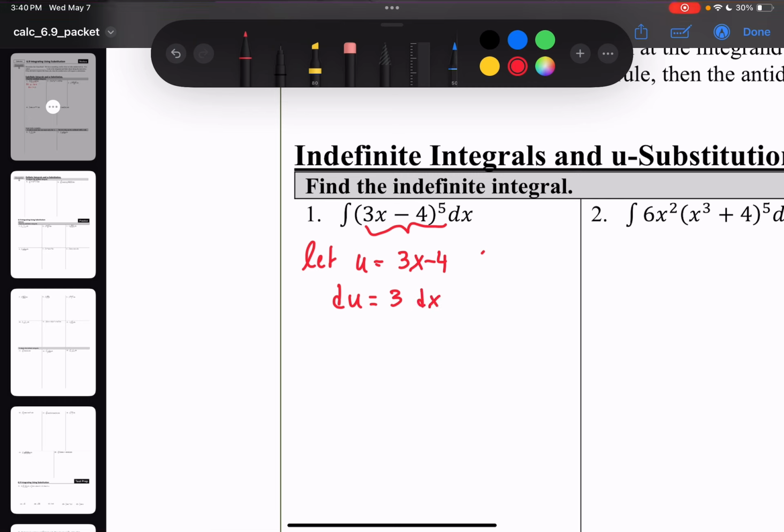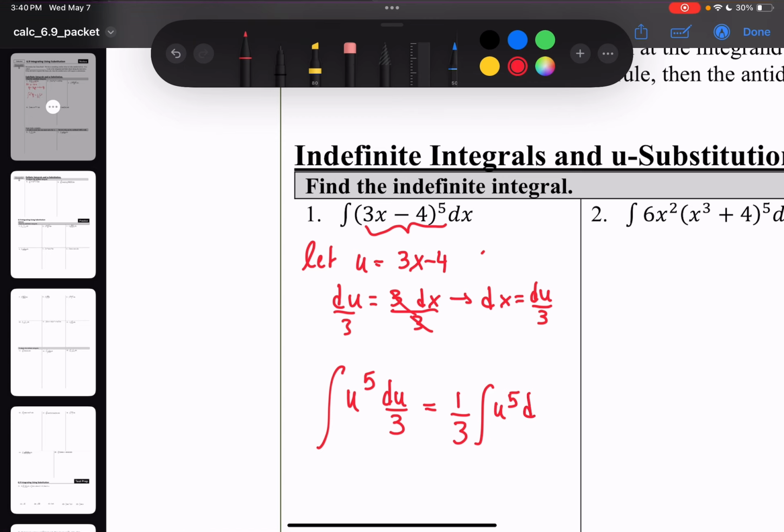Now you have to replace dx in terms of du. So dx is equal to du over 3, because you divide both sides by 3. This integration becomes: instead of 3x minus 4, you put u, to the power of 5, and instead of dx, you put du over 3. The 1 over 3 can go out, and you have to find the integral of u to the power of 5 du.